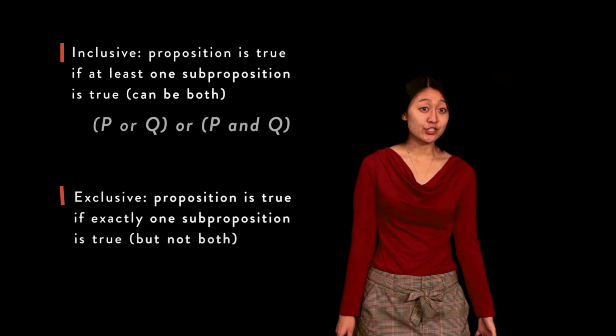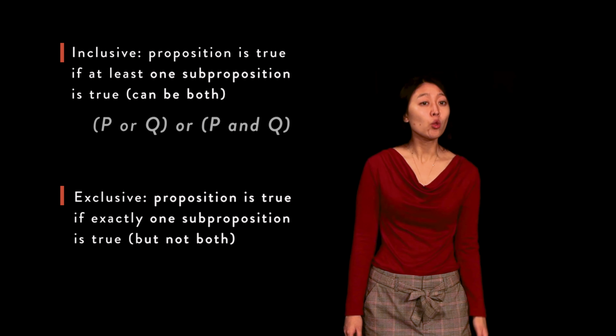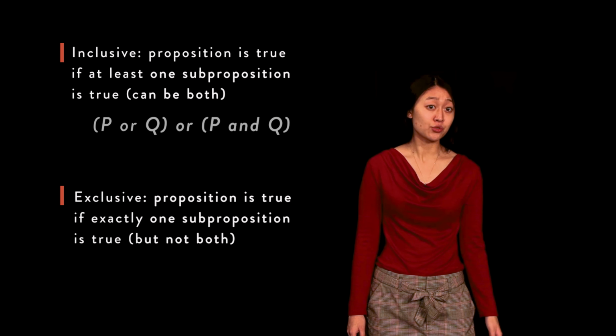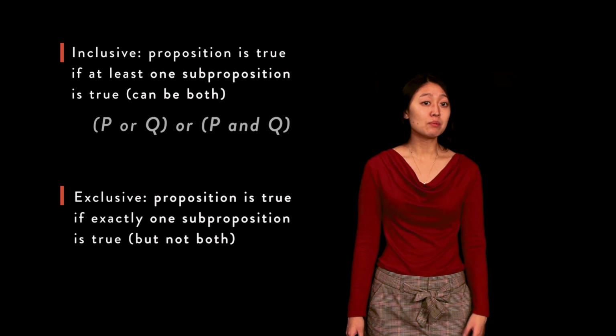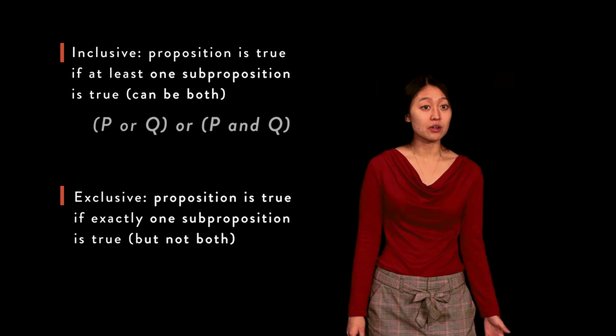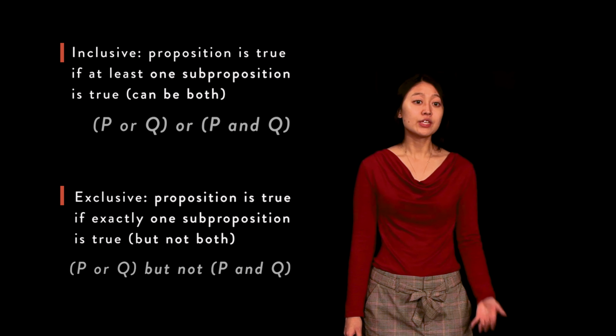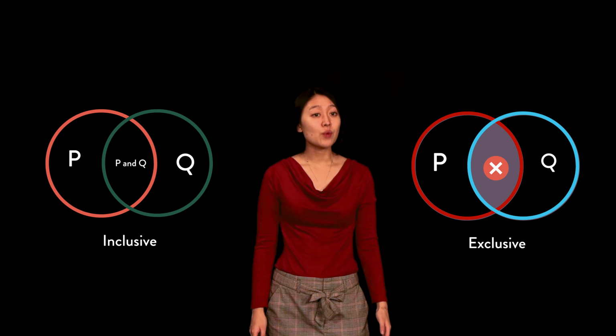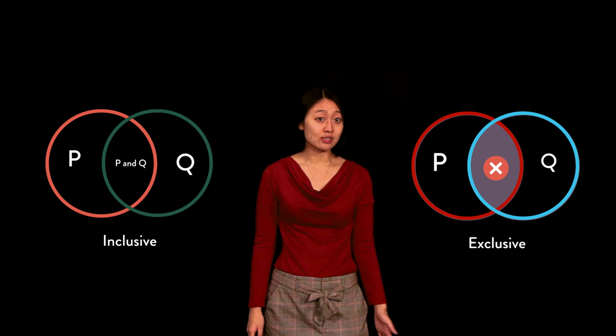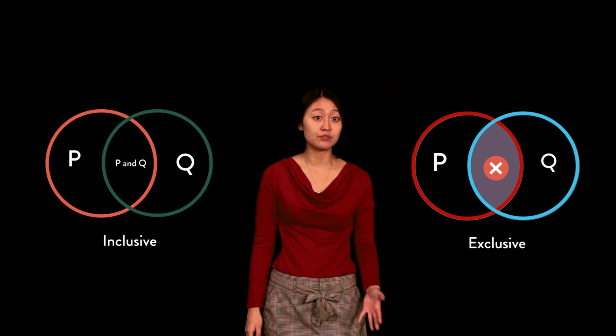In its exclusive interpretation, a disjunctive proposition will only be true when either one subproposition is true or the other is true, but not when both are. Under either interpretation, the disjunction will be false when both subpropositions are false. This could be formalized as P or Q, but not P and Q. The difference between the two can be seen in the following two Venn diagrams. Within the Venn diagram on the left, it should be noticed that all three sections could be accepted as true instances of the proposition. On the right side, however, only the red and blue sections are acceptable, with the purple overlapping section of P and Q being false, according to the exclusive interpretation of disjunction.